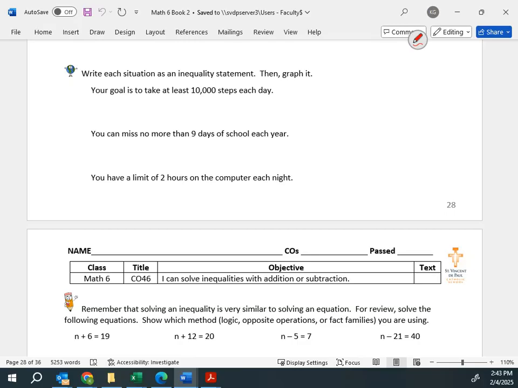So if we look at our first one, your goal is to take at least 10,000 steps each day. Okay, so we know our number is going to be related to that 10,000 steps. We need to decide how is it related to it. My keywords are at least. So if my goal is to take at least, I'm going to look back at my table from yesterday's objective, and I'm going to find at least. At least falls under the greater than or equal to. So that's just what we did with yesterday's homework.